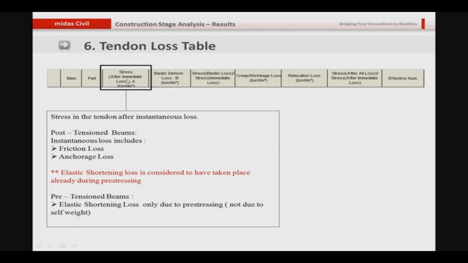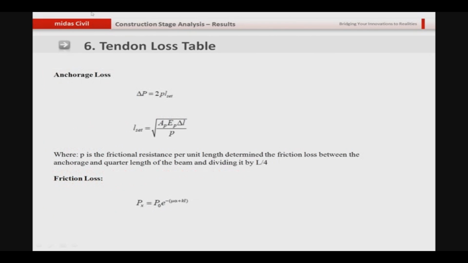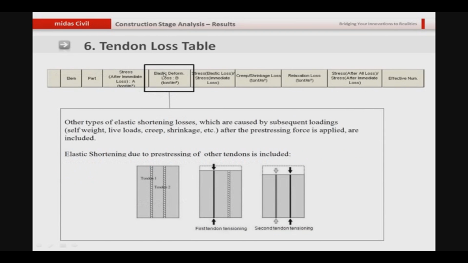The first column is the stress in the tendon after instantaneous loss, which can be elastic deformation loss in pre-tension tendons. In post-tension, it can be friction loss. And these are the equations that we use for anchorage loss and friction loss. For details, you can go to the analysis manual.